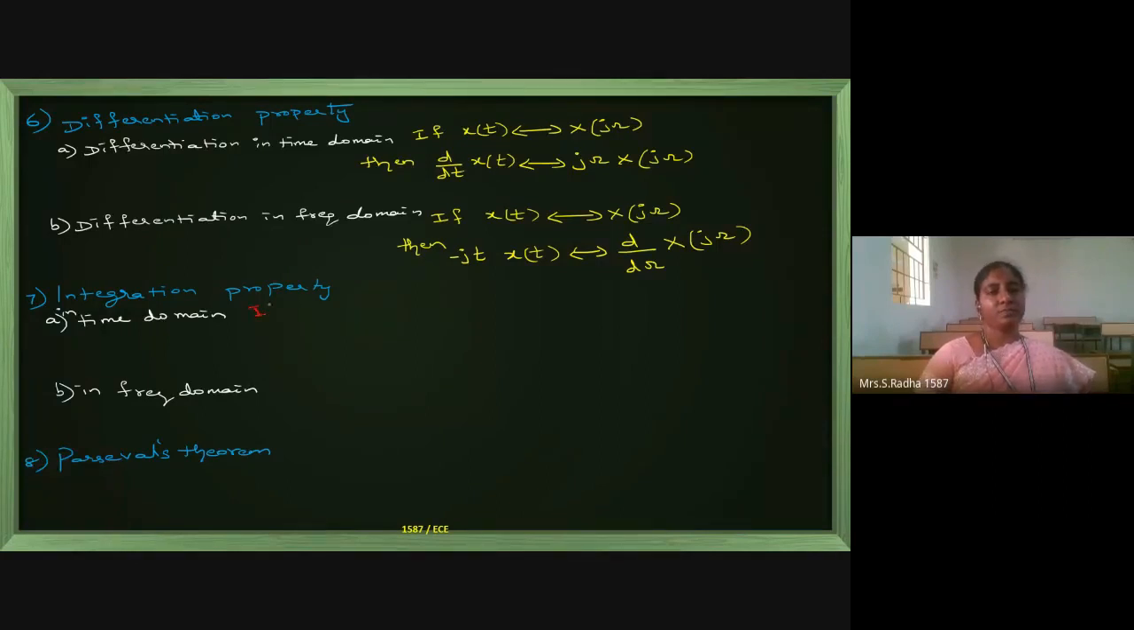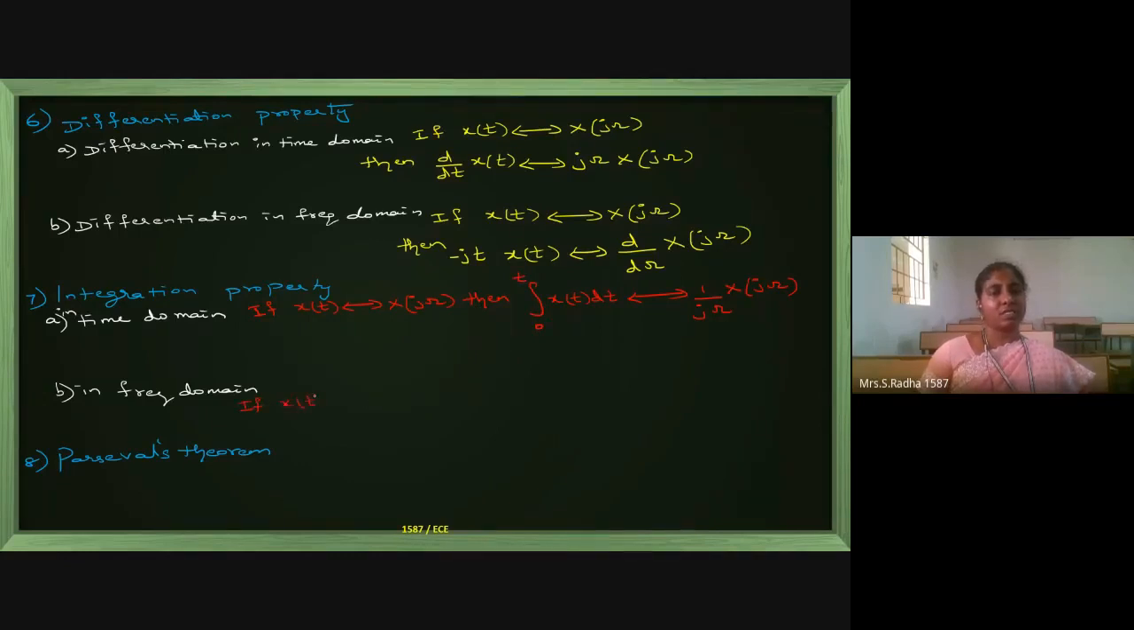If x of t is the signal, its Fourier transform is x of j omega. Then in the time domain, you do integration, and in the frequency domain, it will be 1 by j omega x of j omega. Okay. And this is for 0 to t. The integration limits are 0 to t. This is the case. Now in the frequency domain, integration is there.